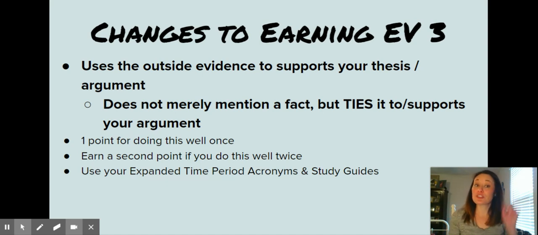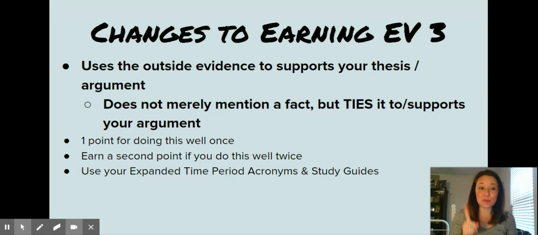And so I feel really strongly that the time period acronyms that we created last class period and your study guides can support you in earning evidence 3, because the acronyms and the study guides can jog your memory about information that's not included in the documents, right? That Scramble for Africa DBQ, there was no document about the Xhosa cattle killing movement. So that's what made it great outside evidence. Students had to remember learning about it to bring it in as outside evidence, okay?